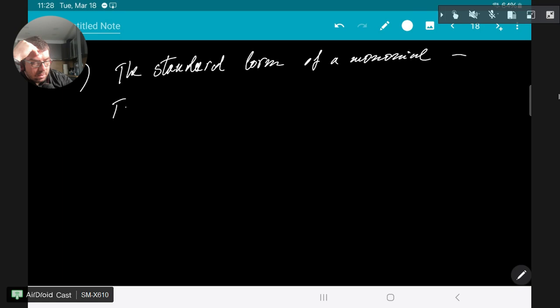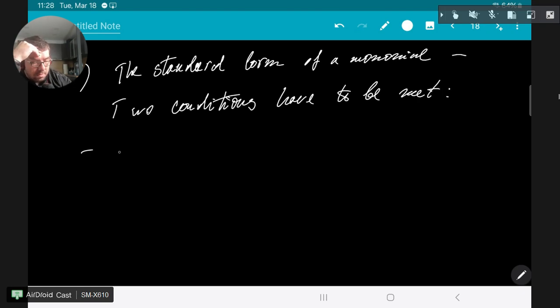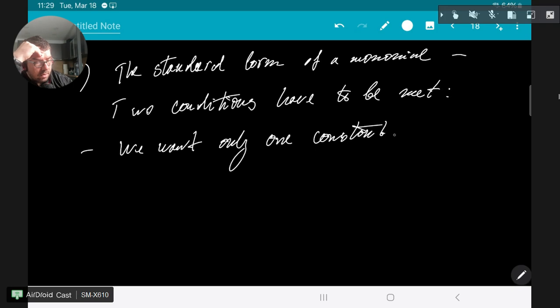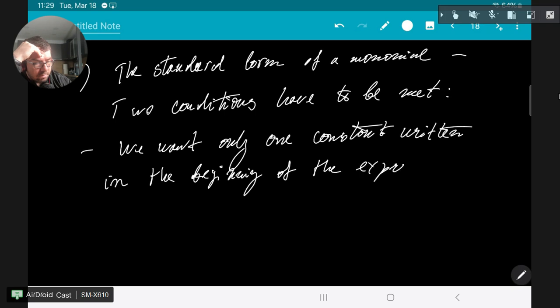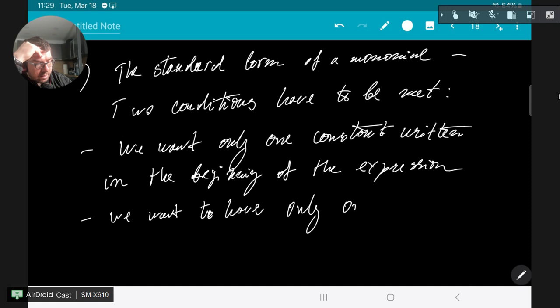Two conditions have to be met. Okay, the first condition is we want only one constant written in the beginning of the expression, and the second condition is we want to have only one letter for each variable.